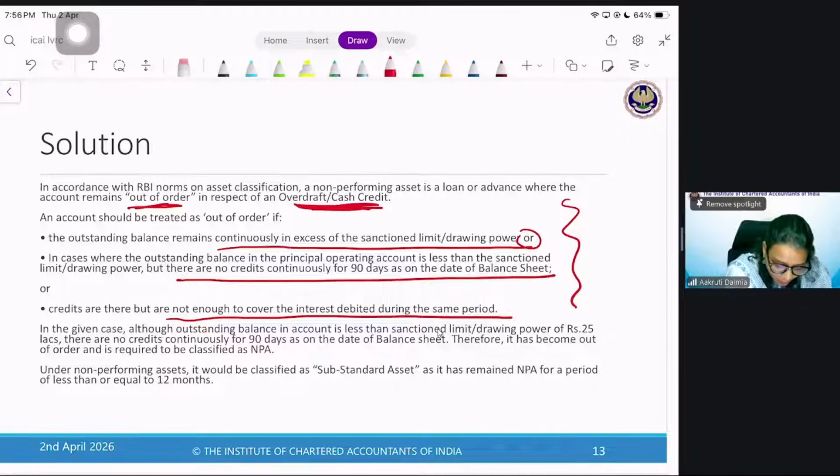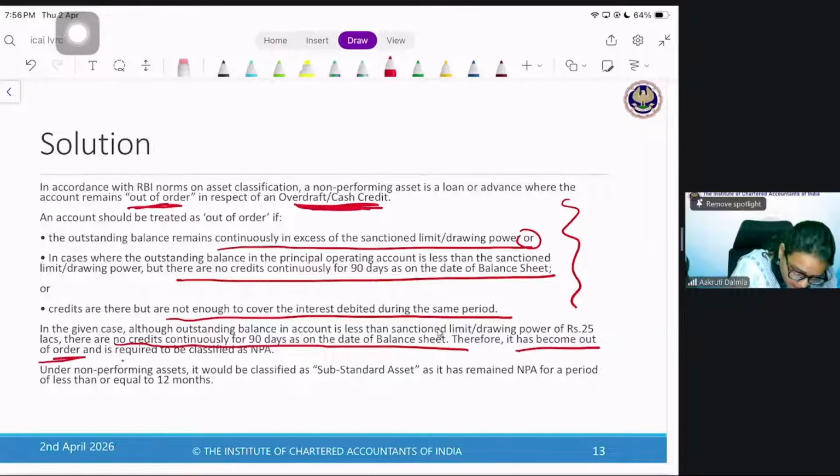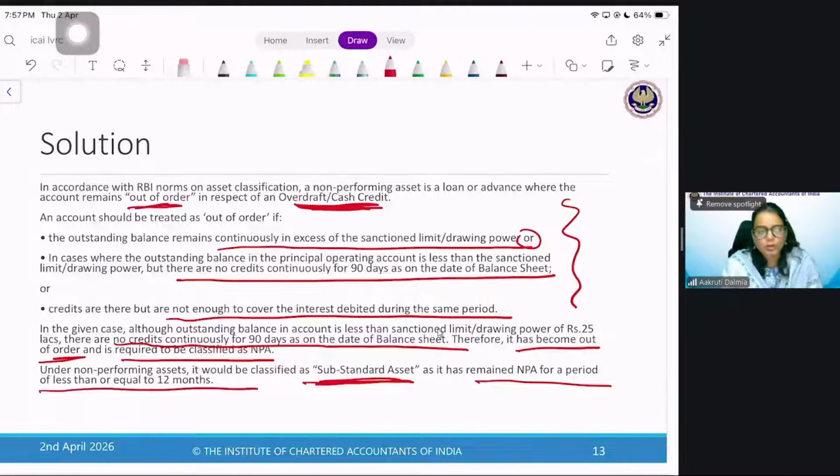In the given case, although the outstanding balance is less than 25 lakhs, there are no credits continuously for 90 days as on the balance sheet date. That is why it has become out of order and is required to be classified as NPA. Under NPA, it should be classified as a substandard asset and should remain so for a period of less than or equal to 12 months.